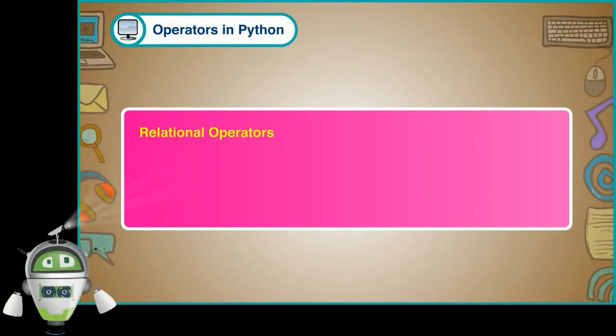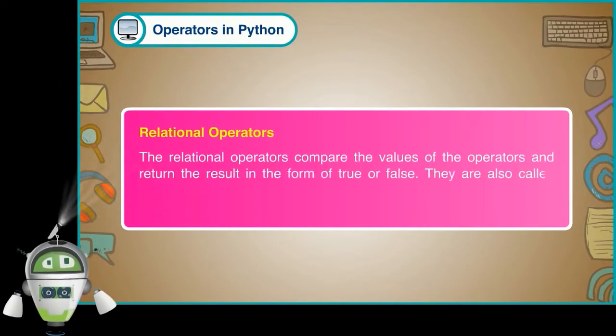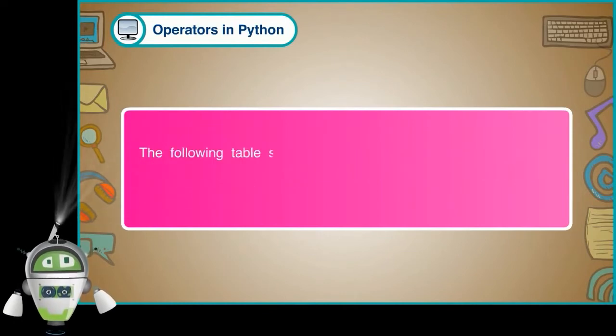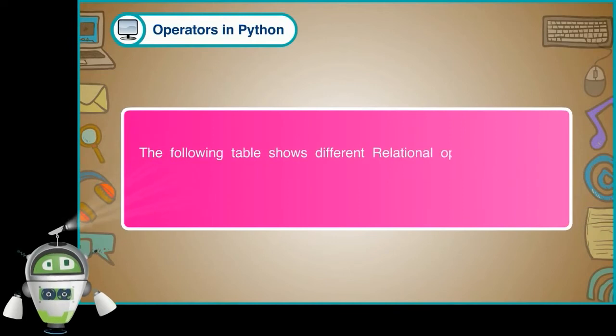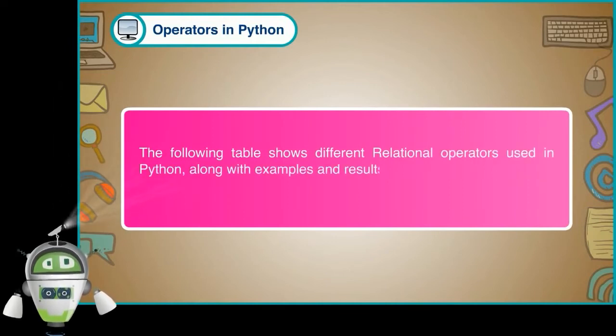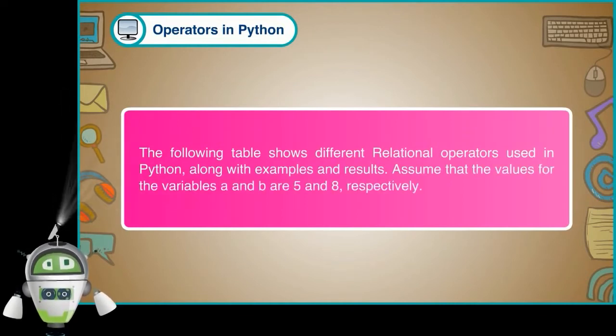Relational operators. The relational operators compare the values of the operands and return the result in the form of true or false. They are also called comparison operators. The following table shows different relational operators used in Python along with examples and results. Assume that the values for the variables a and b are 5 and 8 respectively.